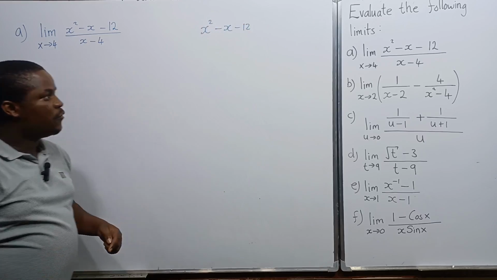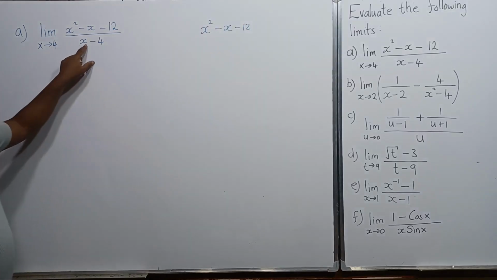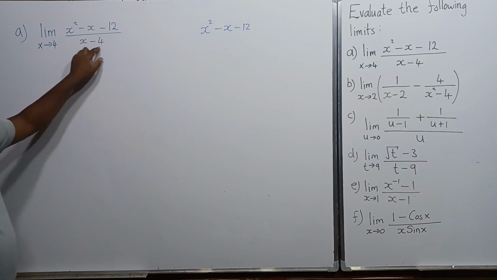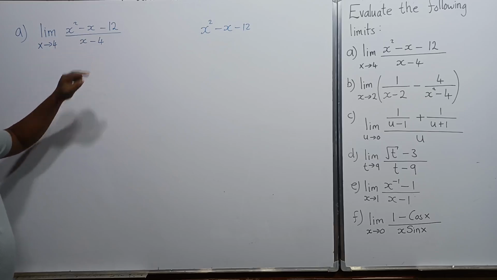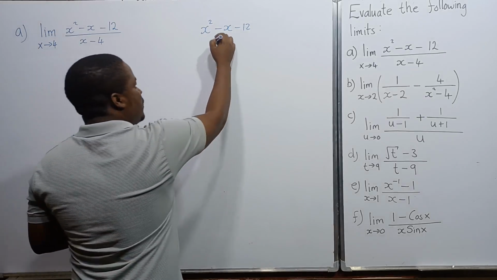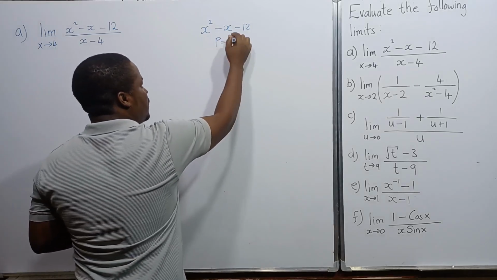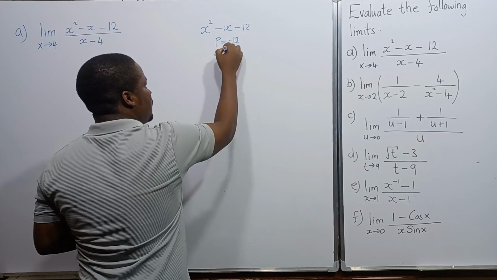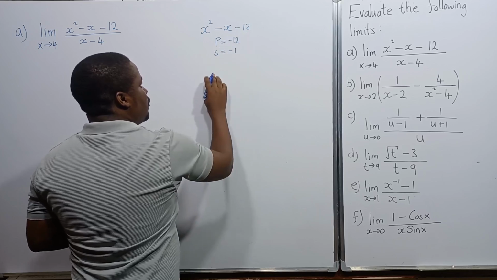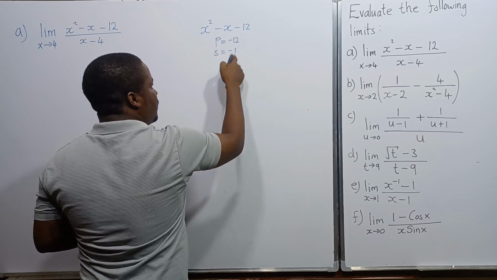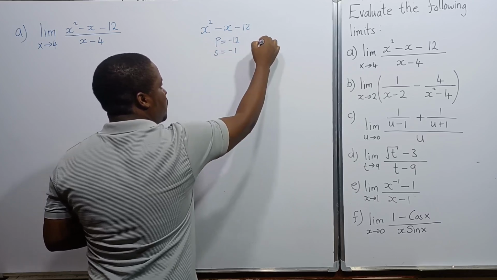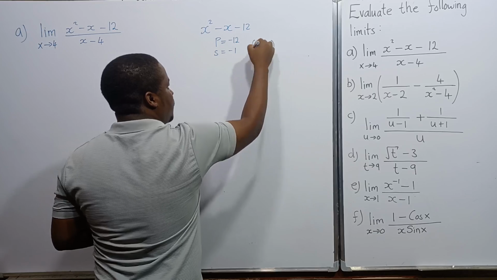The reason why we cannot go direct and replace x with 4 is because we're going to get a 0, which will make this undefined. So let's factorize this first. Our product in this case is -12 and our sum is -1. So two numbers, we multiply them, -12, we add them, we get -1. That will be -4 and 3.